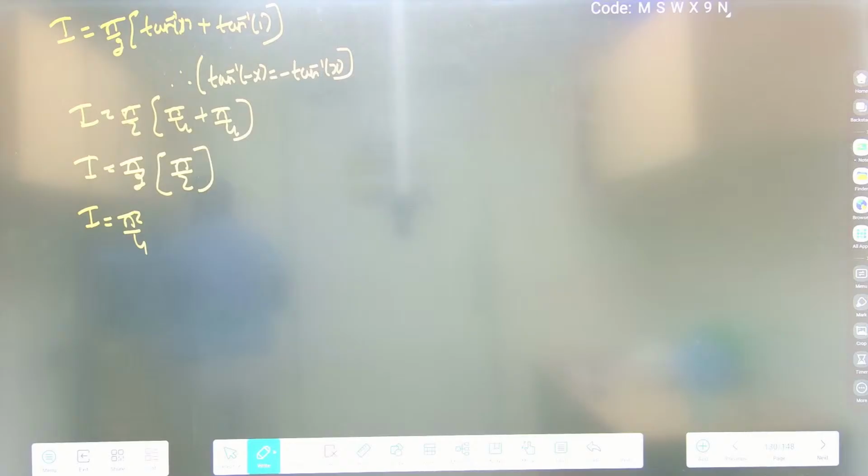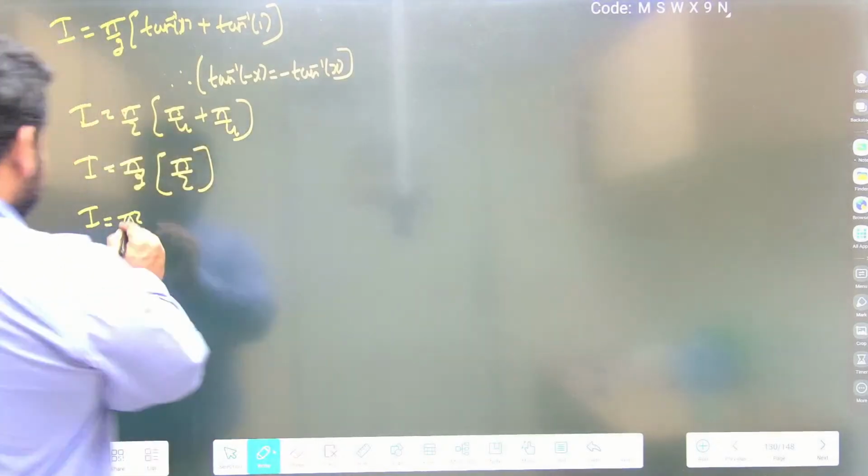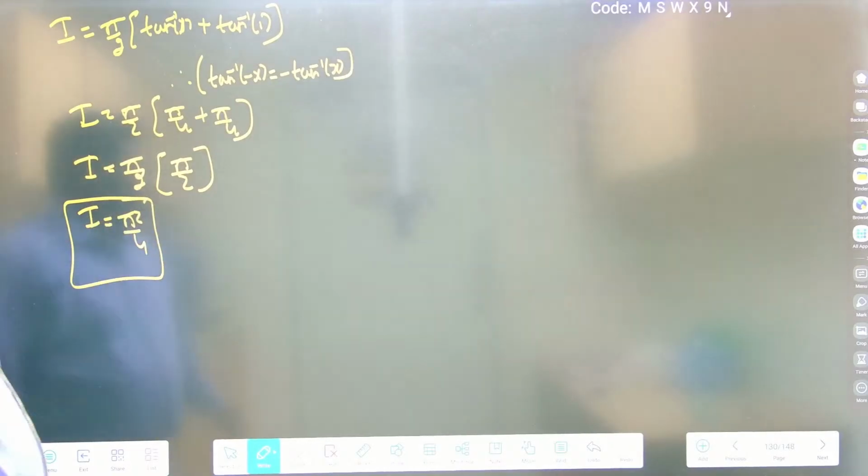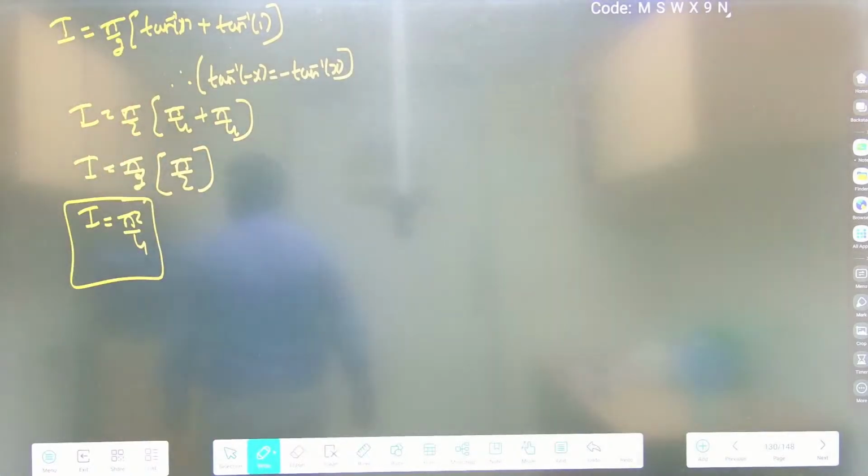Yes, pi square by 4 is the right answer to this question, friends. So therefore I is equal to pi square by 4. Clear? I hope it is clear to all of you.